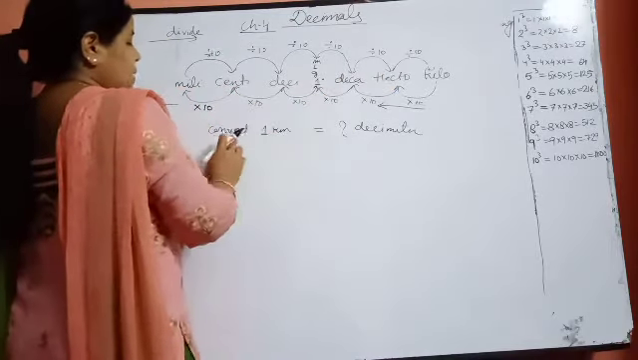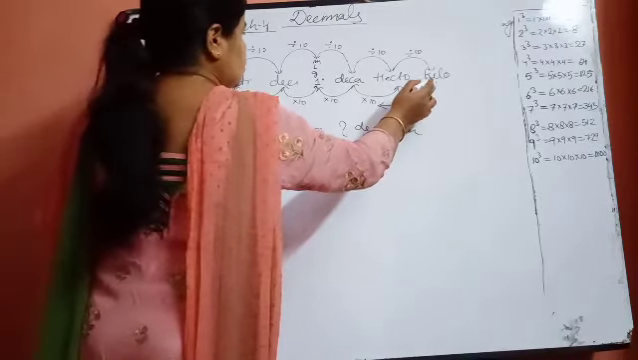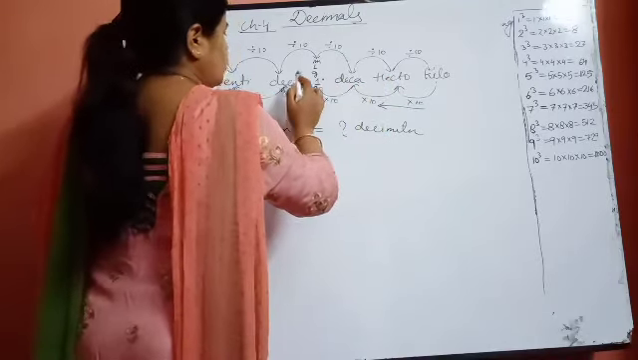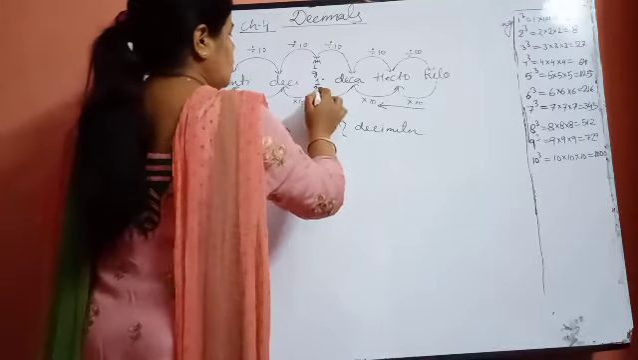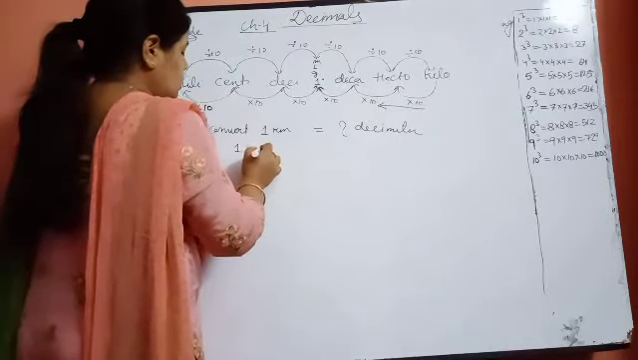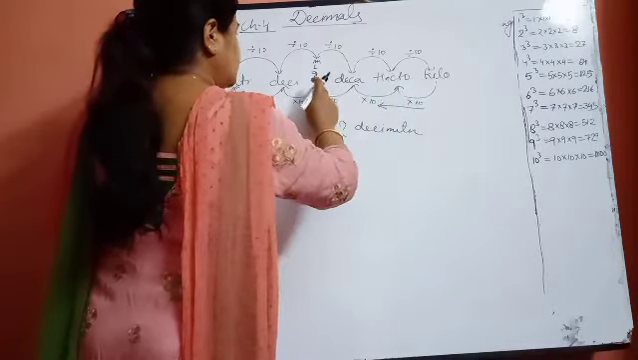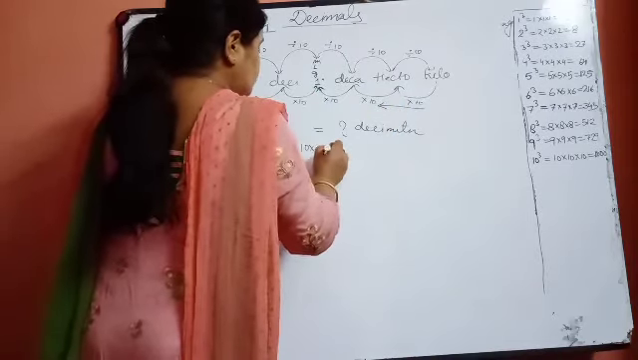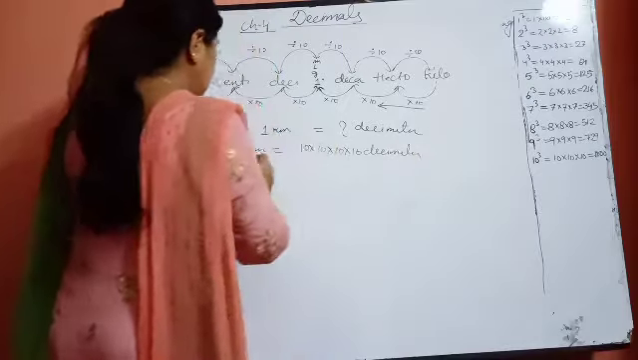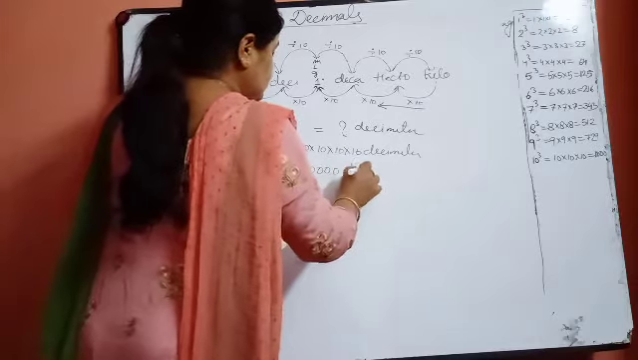Now see, 1 kilometer is equal to how many decimeter? You can see that kilo is here and deci is here. Now count them: 1, 2, 3, 4. This is also one step, this is also one step. So 1, 2, 3, 4. What will you write? 1 kilometer is equal to, how many times will 10 be multiplied? 4 times: 10 into 10 into 10 into 10 decimeter. So you can see that 1 kilometer is equal to 10 into 10 into 10 into 10 decimeter.